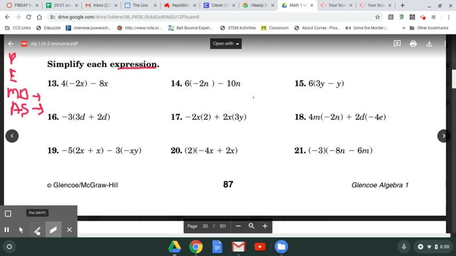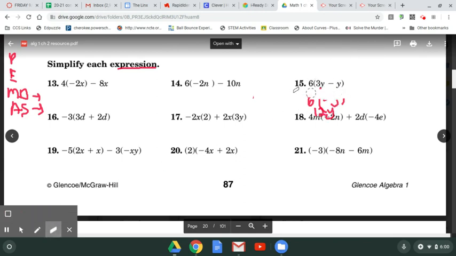Now let's look at the next one, number 15. We have 6 times 3y minus y. First thing is parentheses. Can we do what's in the parentheses? Yes. 3y minus y is 2y, because we have an assumed 1 in front of there. And then we still have 6 on the outside. 6 times 2y is 12y. Okay?